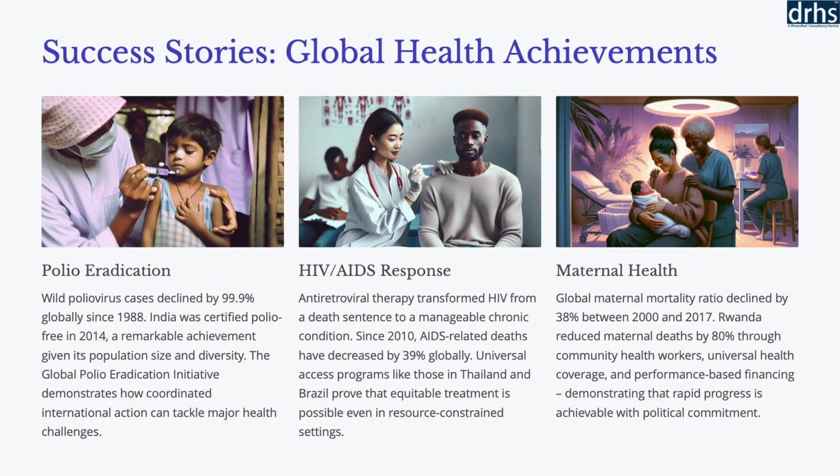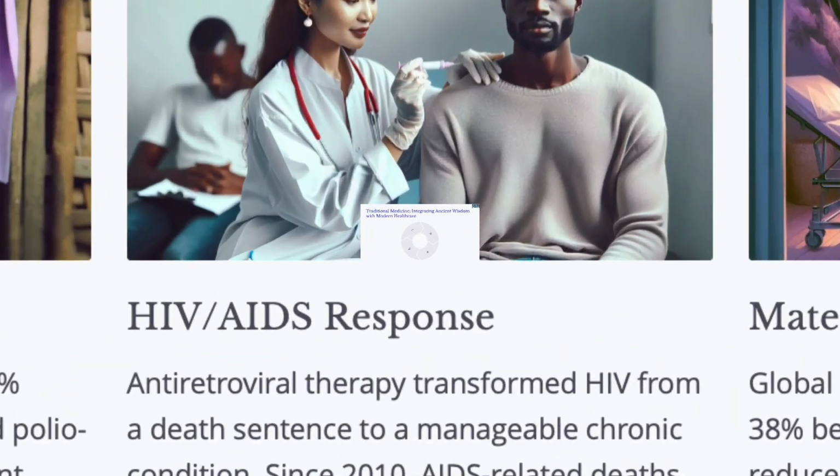Rwanda's achievement is particularly inspiring, reducing its MMR by 80% through a multifaceted strategy involving a robust network of community health workers, performance-based financing, and a commitment to universal health coverage. These successes underscore that with strategic investment and strong governance, dramatic improvements in health outcomes are attainable.